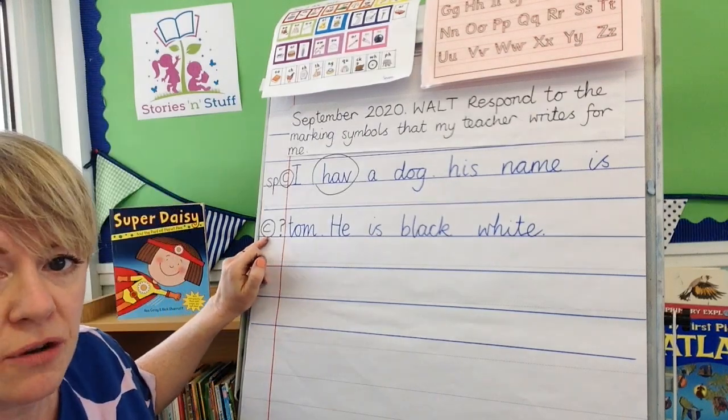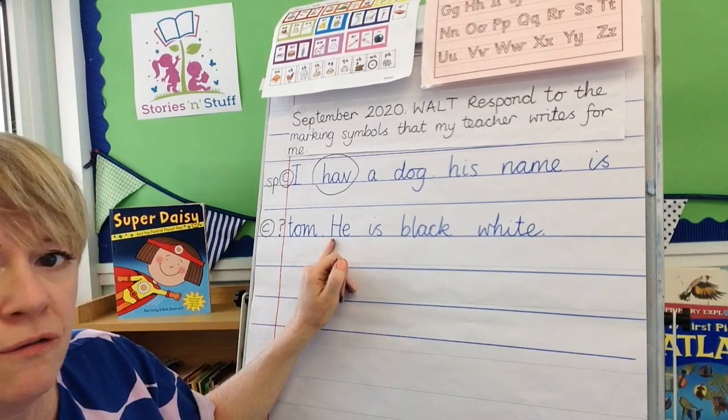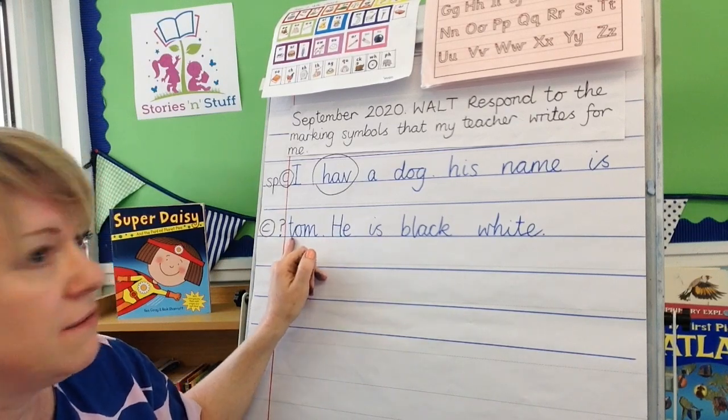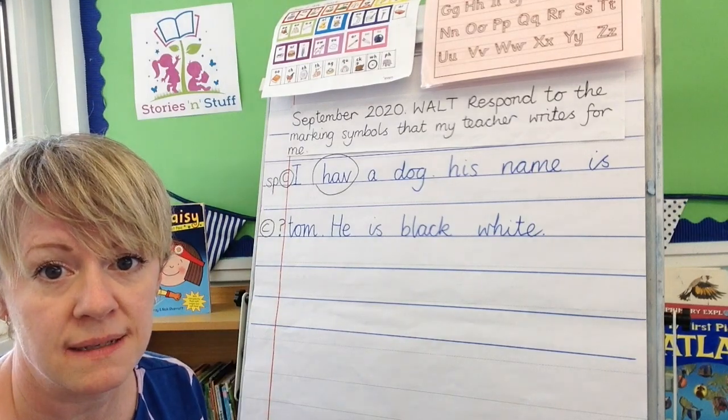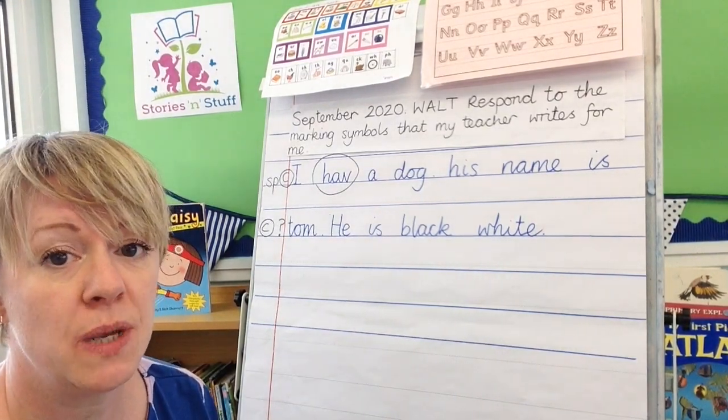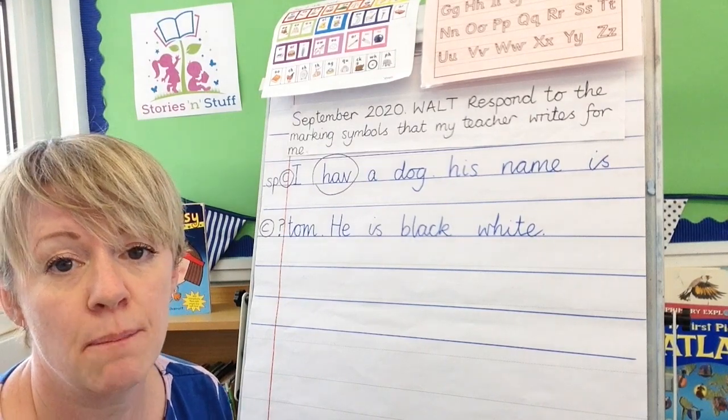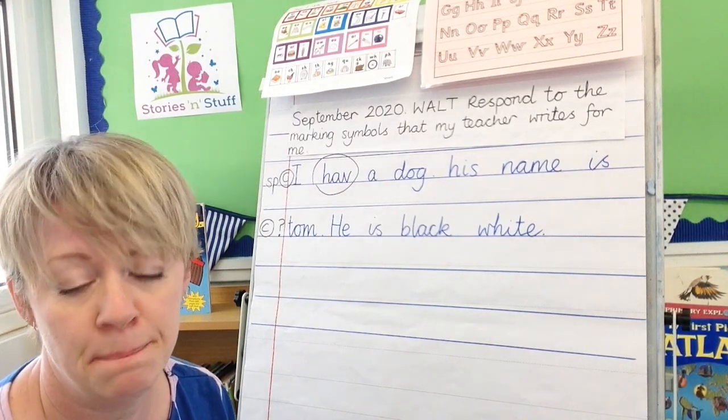On the next line, I've got a symbol for the capital. That's not for the start of a sentence this time. This is actually for the name. And then the question mark means something doesn't quite make sense. What's important about this is we go through and we find those errors together and I model how to sort them out with a green pen.